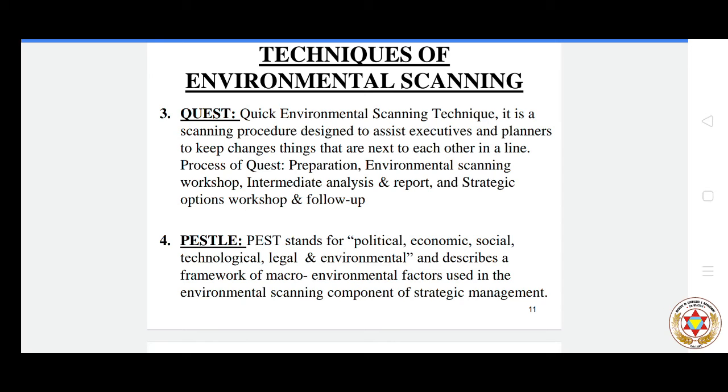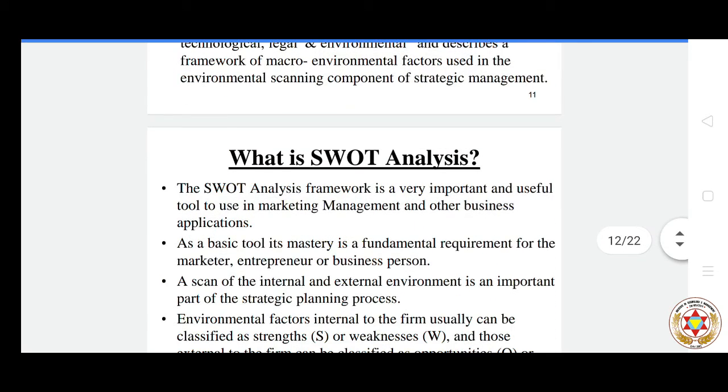The fourth technique is the PESTLE, where PEST stands for political, economical, social, technological, legal, and environmental, and it describes a framework of macro environmental factors used in the environmental scanning component of the strategic management.